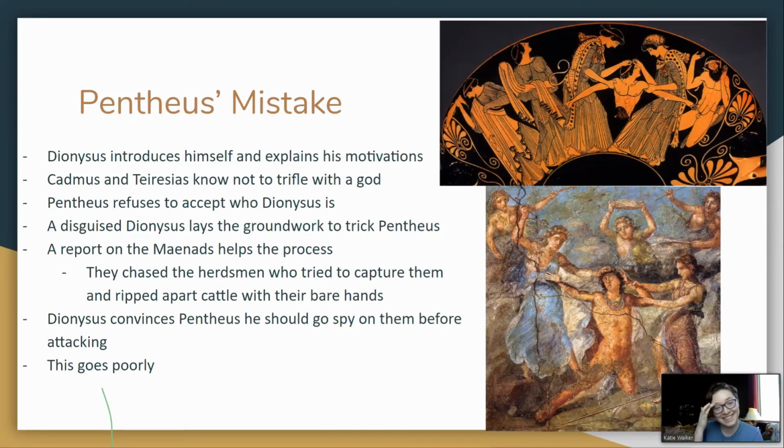And Cadmus is like, this is not good. This is your child. And she's like, oh, that's bad.